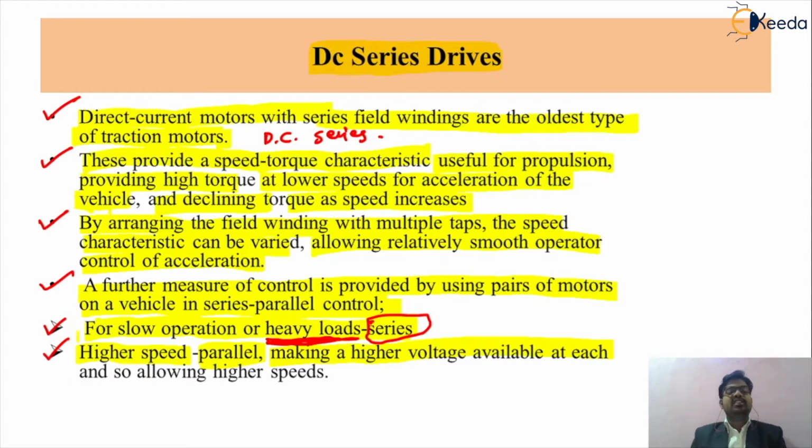If you want slower operation at a heavy load, we prefer a series connection, that is, two motors connected in series. And if you want a higher value of speed, then we connect the two DC series motors in parallel. If we connect two DC series motors in parallel, a larger value of voltage is available across each motor, and due to that a large speed will be achieved. That is a very important concept.